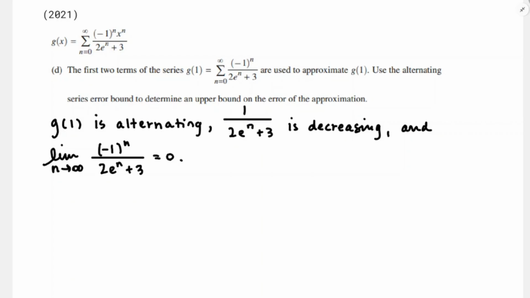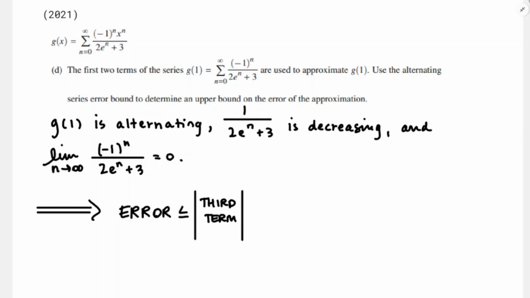The magnitude of the terms is decreasing, and their limit is 0. And you can say that with words, or you can show it out like that. It doesn't really matter, however you feel. And then if that's the case, then the error will be no more than the absolute value of the next term. So if they use the first two terms, then the third term will go in there. Now the trick with this one is that n started at 0. So the first two terms are n equals 0 and n equals 1. So the third term will be the n equals 2 term. And so when I plug in n equals 2, I'm going to get 1/2e to the 2 plus 3. If I take the absolute value, but I think even if I didn't, it was -1 to the 2 power, so it's going to be a positive 1 in the numerator. And that's going to be my alternating series error bound there.